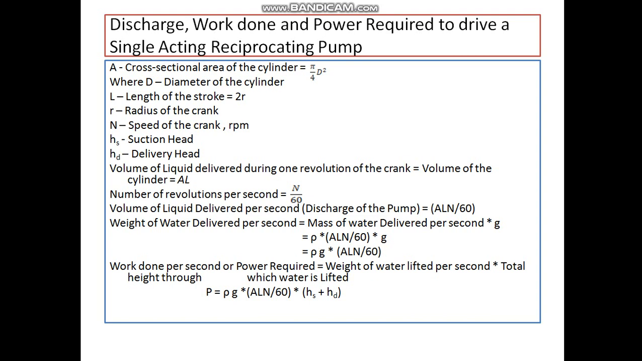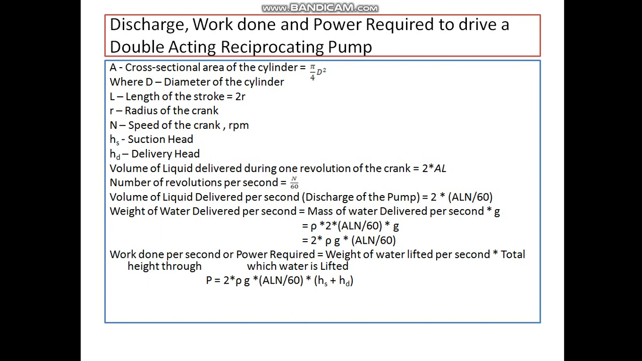Now the weight of water, weight per second is mass per second into g. Mass per second is density into volume per second. Volume per second is ALN by 60, so rho into ALN by 60 into g, so rho g ALN by 60. Now the work done per second, or power, is this weight into the total height through which the water is delivered. The total height is suction head plus delivery head. So weight into HS plus HD gives the work done. So rho g ALN by 60 into HS plus HD. So this is for a single acting pump.